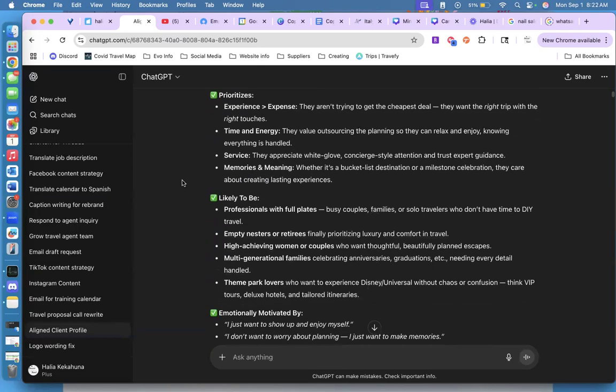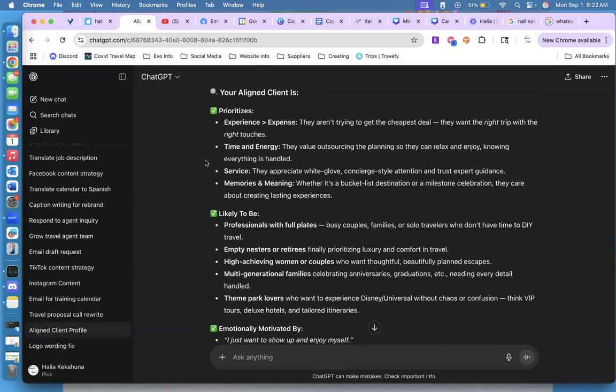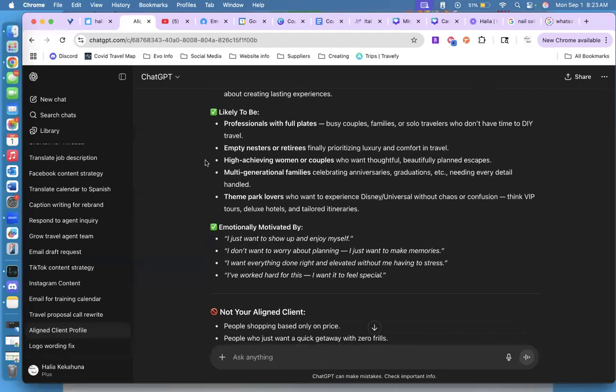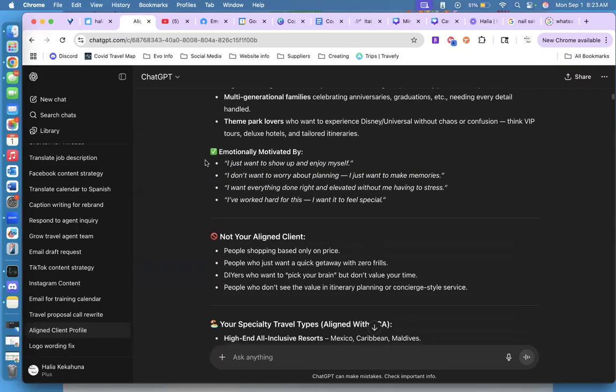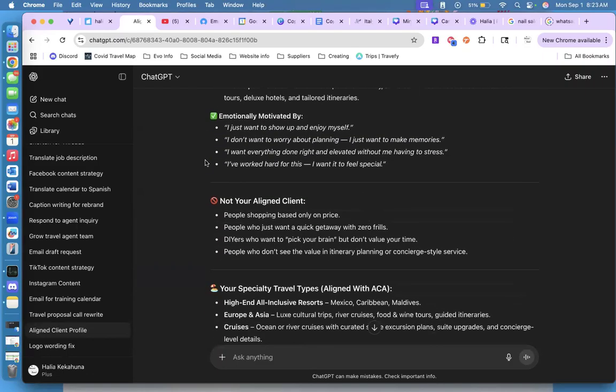So my aligned client is someone who prioritizes experience over expense, time and energy, the service, memories, and meaning, right? They're likely to be professionals with full plates, empty nesters, or retirees, high-achieving women or couples, multi-generational families, or theme park lovers, okay? They're emotionally motivated by just wanting to show up and enjoy myself. I don't want to worry about anything. I want everything done right and elevated. I've worked hard for this. I want it to feel special, right? So those are the feelings I'm wanting my clients to have, okay?